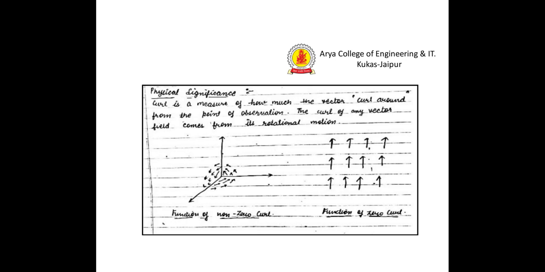The first figure shows a function of non-zero curl. In this figure, a vector is rotating around the point of observation. That's why this is a function of non-zero curl. In the next figure, we can see that all the vectors are aligned in the same direction. That's why this is a function of zero curl. This is the physical significance of curl of any vector field.